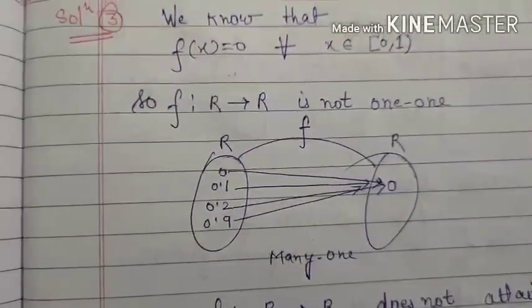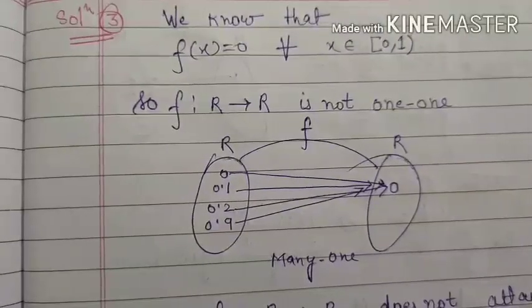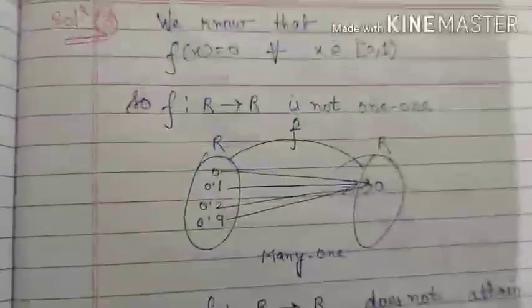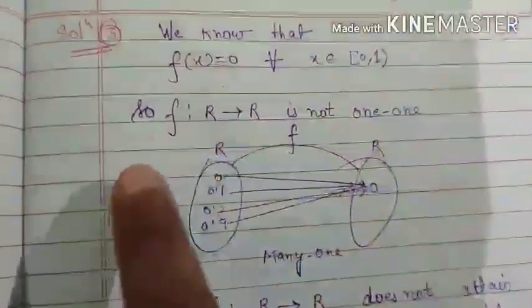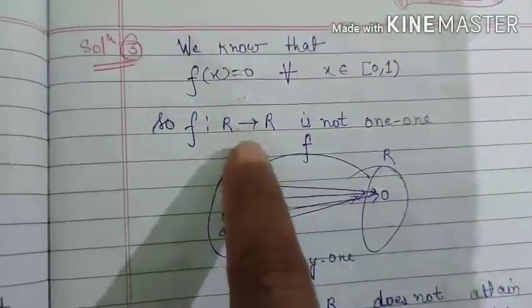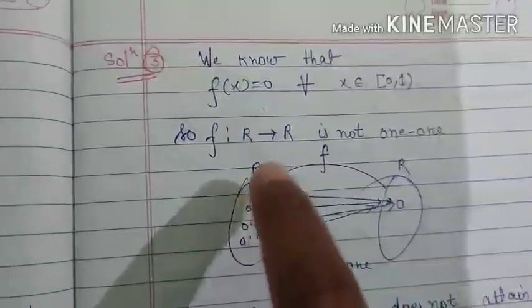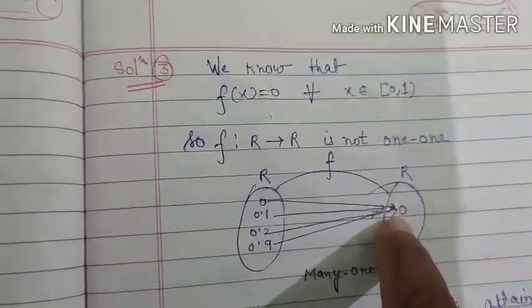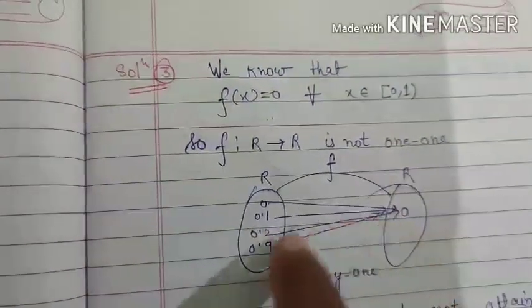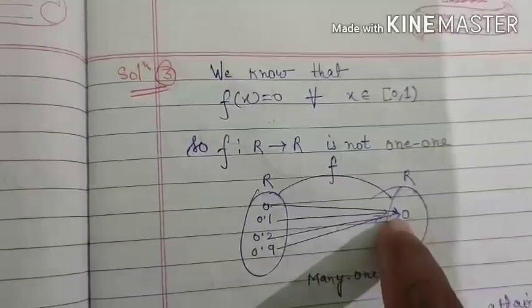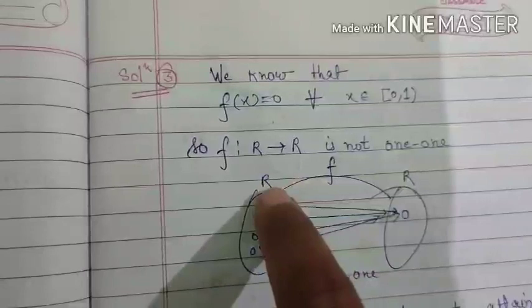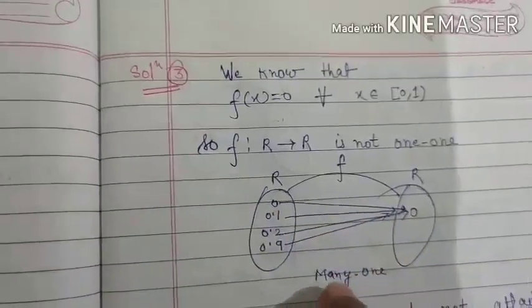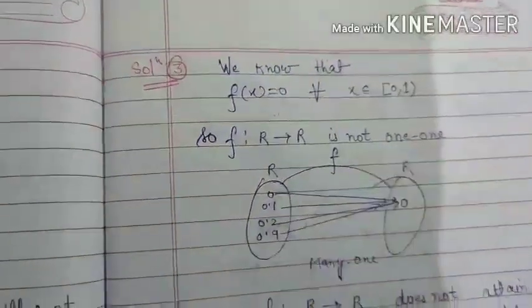Now see the solution. We know that f(x) equals 0 for every x belonging to [0, 1). Here 0 is included but 1 is not included. So f such that R to R is not one-one. Why? Because 0 will be mapped on 0, 0.1 will be mapped on 0 again, 0.2 is mapped on 0 again, and 0.9 is also mapped on 0. All the numbers between 0 to 1 including 0 will be mapped on 0 only. So it is many-one function, not one-one function.